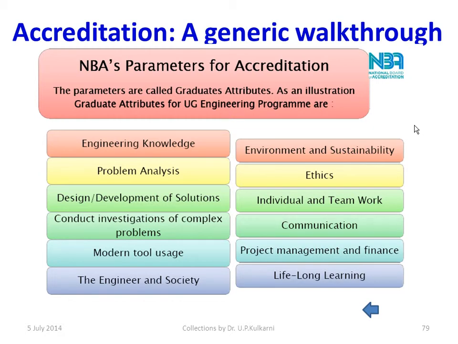The parameter for accreditation is what we call graduate attributes. Every graduate is supposed to have these properties or qualities: engineering knowledge, problem analysis capability, design and development of solutions capability, conduct investigations of complex problems, modern tool usage, the engineer and society, environment and sustainability, ethics, individual and teamwork, communication, project management and finance, and lifelong learning. The details can be seen in the NBA manuals available on their site, www.nbaind.org.